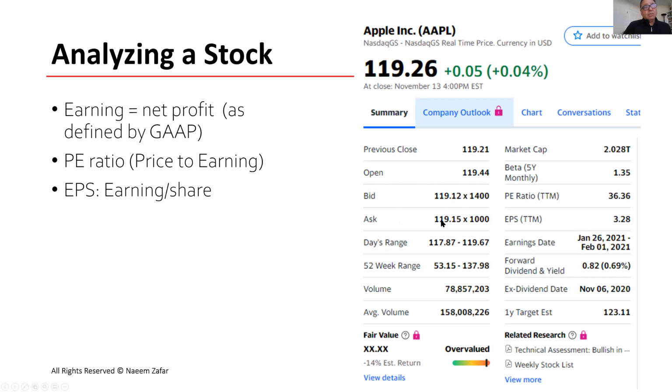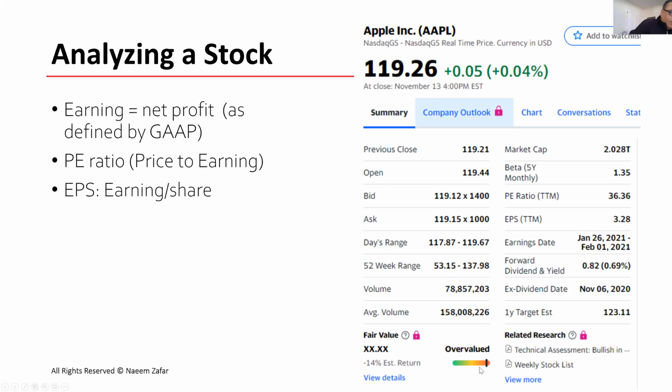Somebody's willing to sell, somebody willing to buy. There's a 3 penny difference between the two. So this is a very heavily traded stock. Average volume means how many shares are changing hands on average. And so average volume is 158 million, but yesterday only 78 million shares were traded.